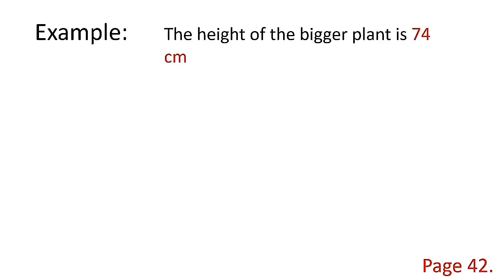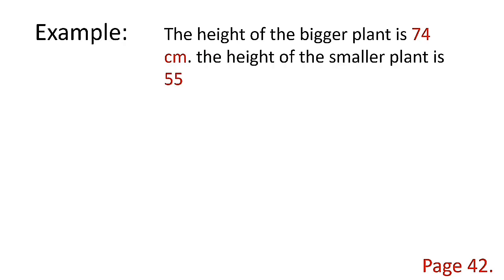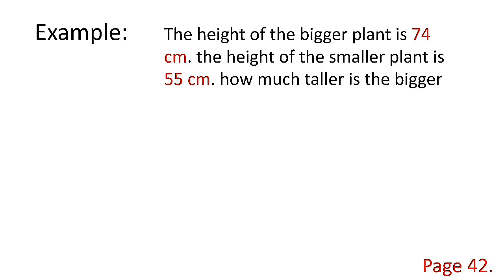Next example. Okay, let's read this together. The height of the bigger plant is 74 cm. The height of the smaller plant is 55 cm. How much taller is the bigger plant?